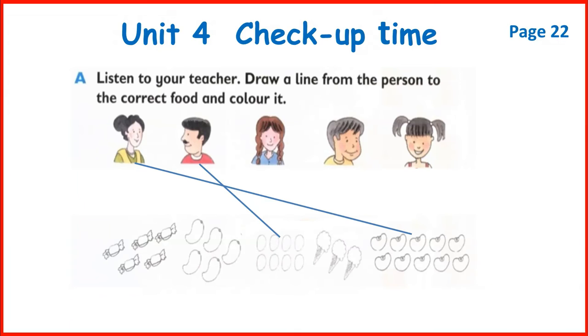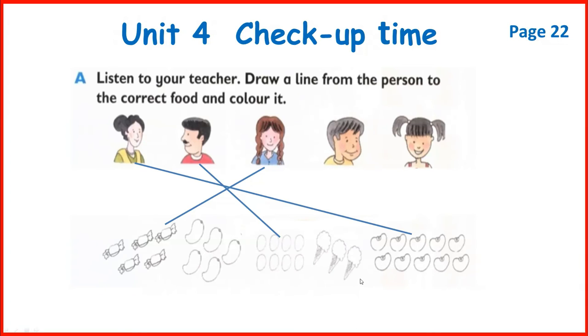Where are the sweets? Sarah has 5 sweets. Yes, you are right, they are sweets. 1, 2, 3, 4, 5. 5 sweets. Okay, match. Now this is Ali, and Ali has 3 ice creams.